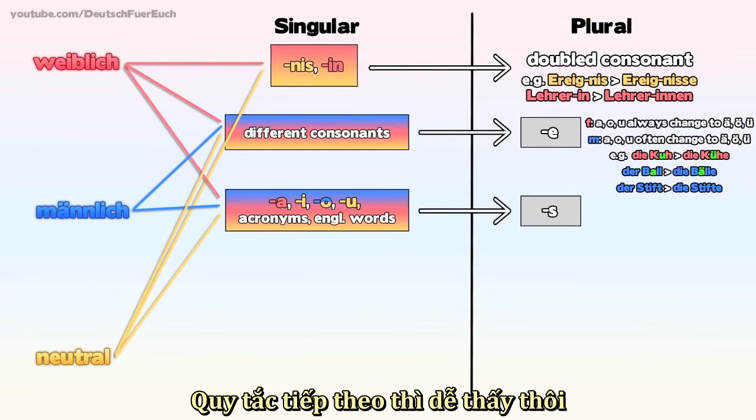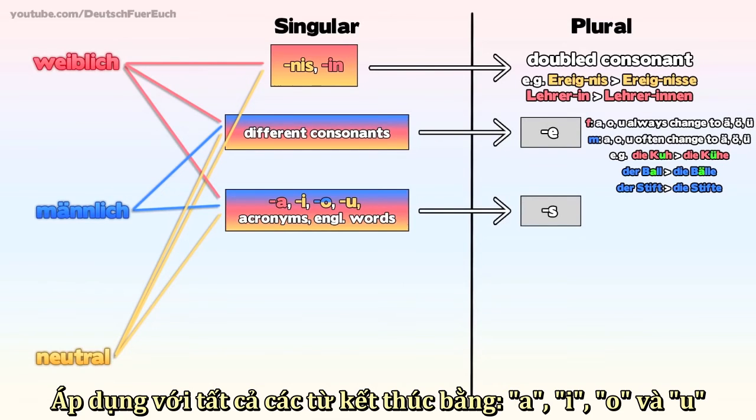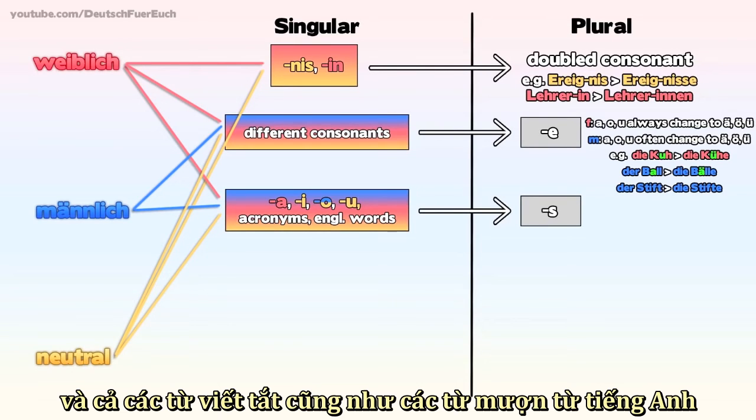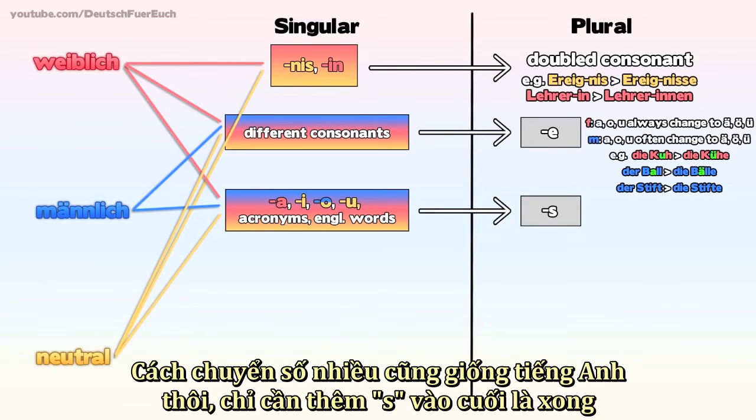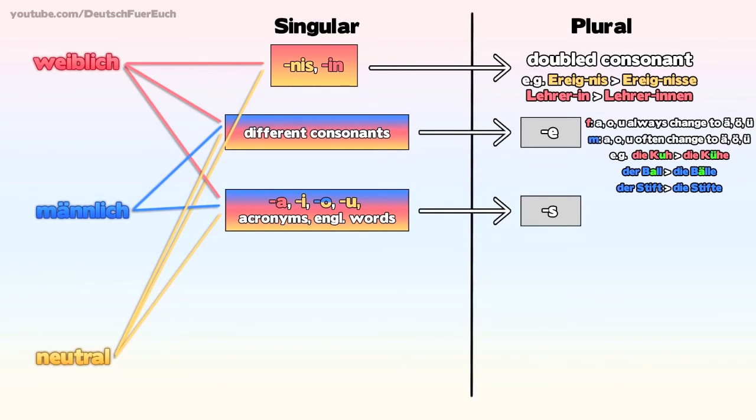The next group can be summarized rather quickly. It contains all nouns ending in the vowels a, i, o, and u, as well as all acronyms and words that were adopted from English. So these are pluralized the same way as in English. You just add an S at the end and you're done.